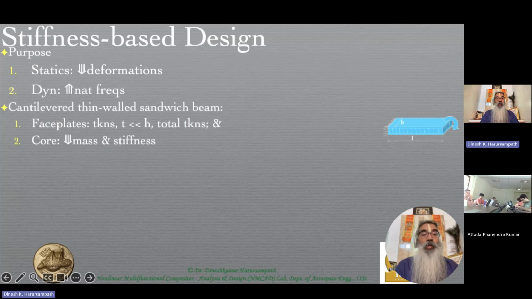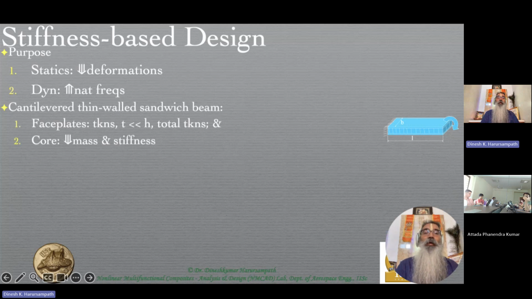In addition, there's another small geometric parameter within the thickness itself, because we have three layers: a top face plate, a bottom face plate, and in between a core. Each of them has a different thickness. Both the face plates have a thickness T each, and that T is very small compared to the overall thickness, and therefore H becomes approximately the core thickness itself.